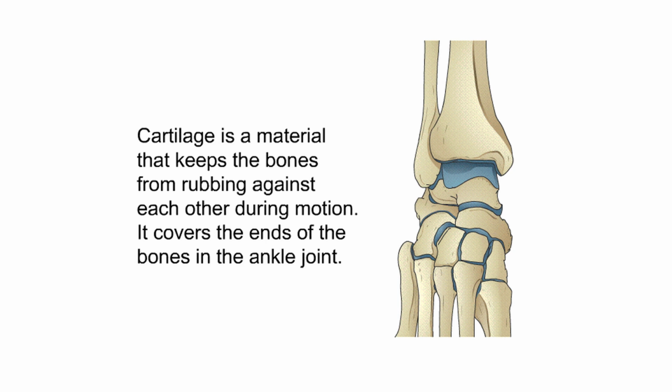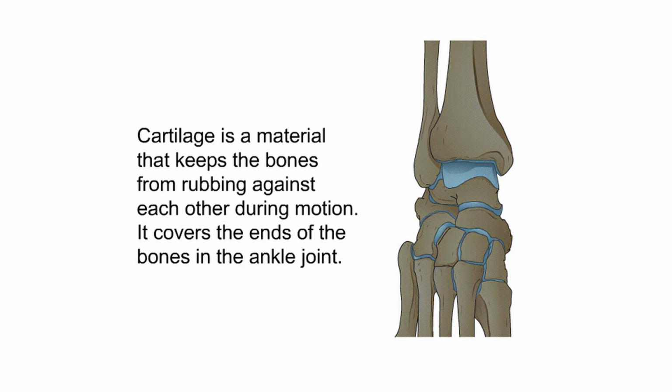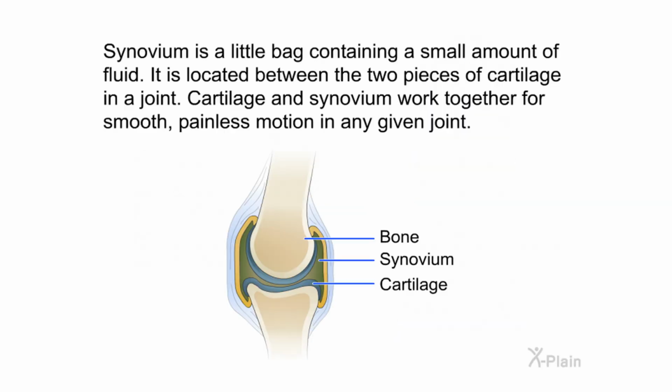Cartilage is a material that keeps the bones from rubbing against each other during motion. It covers the ends of the bones in the ankle joint. Synovium is a little bag containing a small amount of fluid. It is located between the two pieces of cartilage in a joint. Cartilage and synovium work together for smooth, painless motion in any given joint.